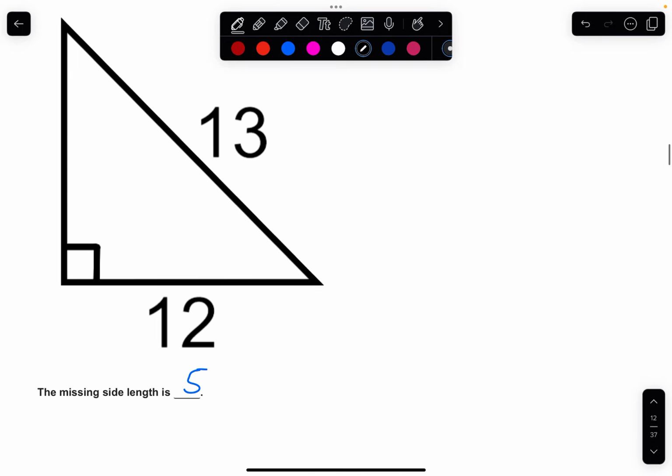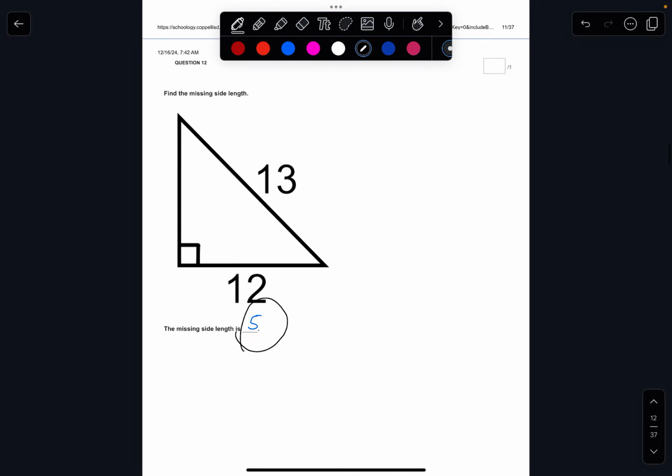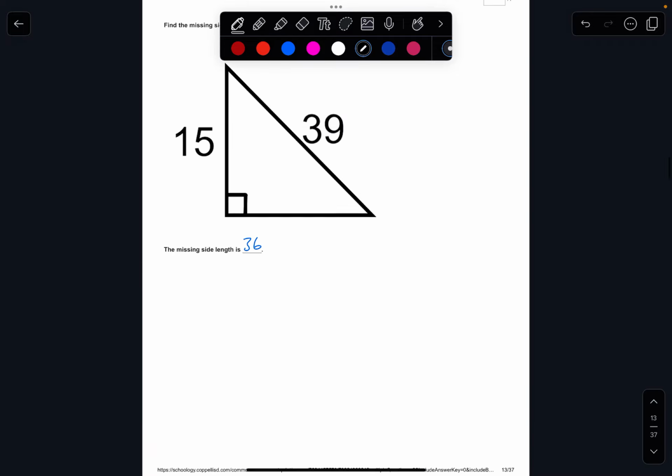Next question. Pythagorean theorem, it's just a triple. This is a 5, 12, 13. If you know your triples, that's a very quick question.